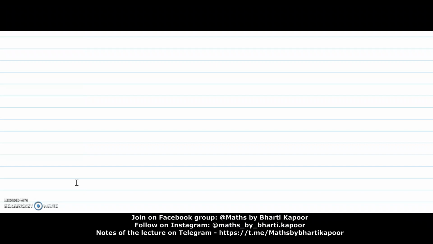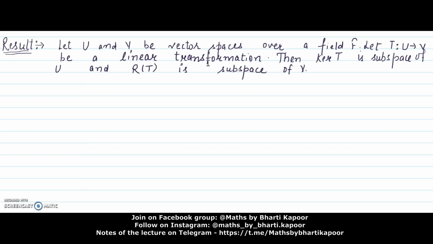Now you are familiar with range and kernel of a linear transformation. In this video, we will prove that they are vector spaces and we will also find their dimensions. Let U and V be vector spaces over a field F and let T from U to V be a linear transformation. We will show that kernel T is a subspace of U and RT is a subspace of V.